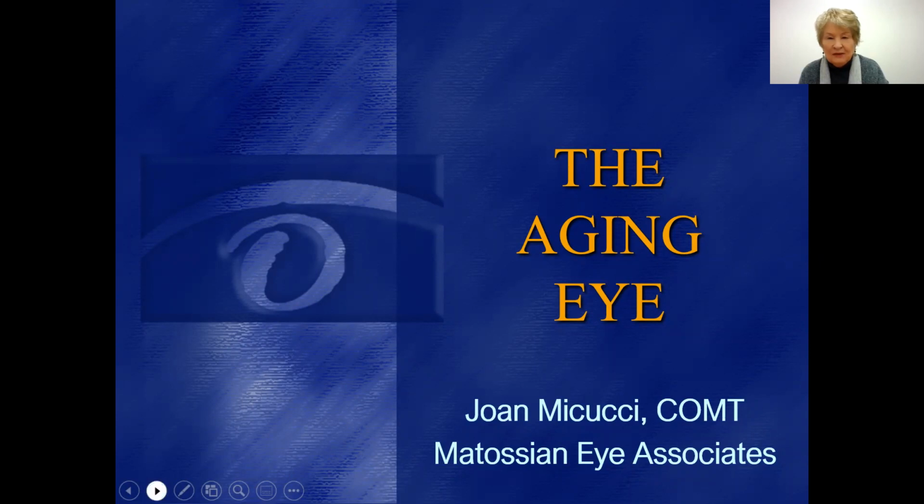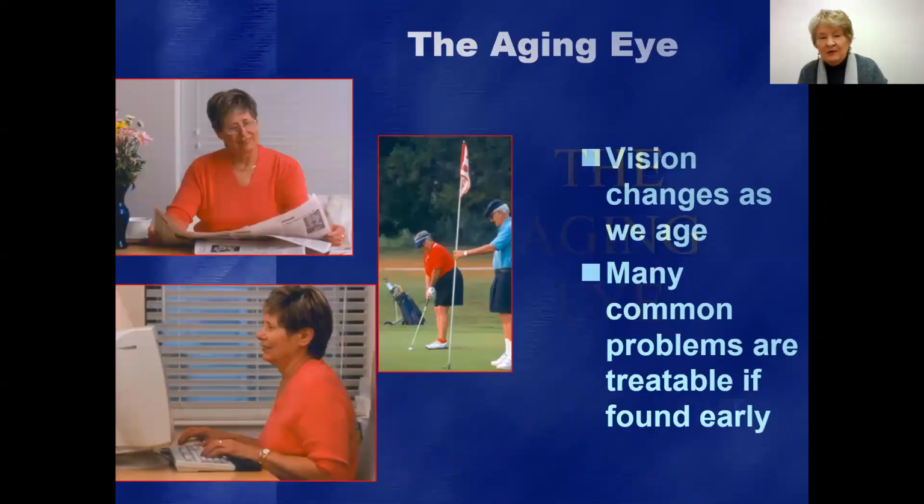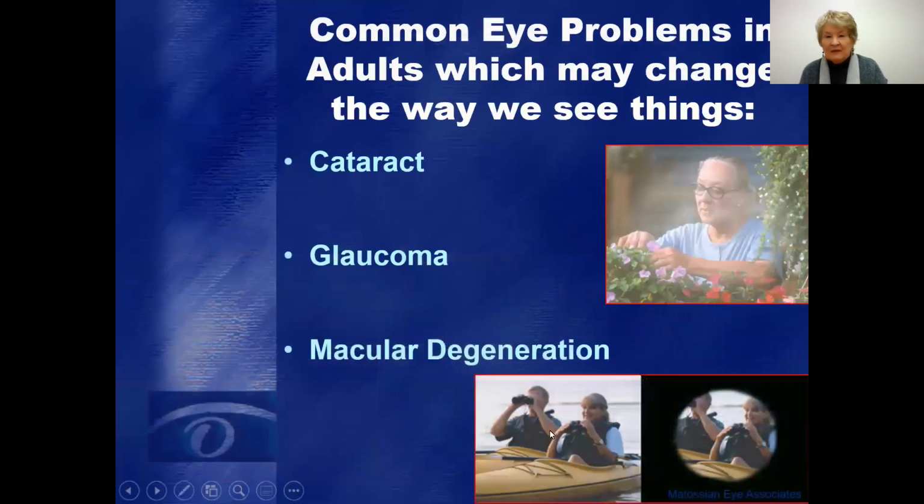We're going to talk about the aging eye and just some of the vision changes and problems that we can get as we start to get older. So most of the common things we're going to talk about today: cataract, glaucoma, and macular degeneration.